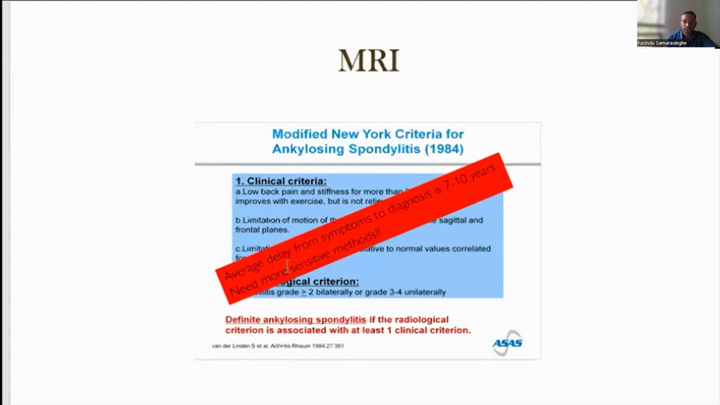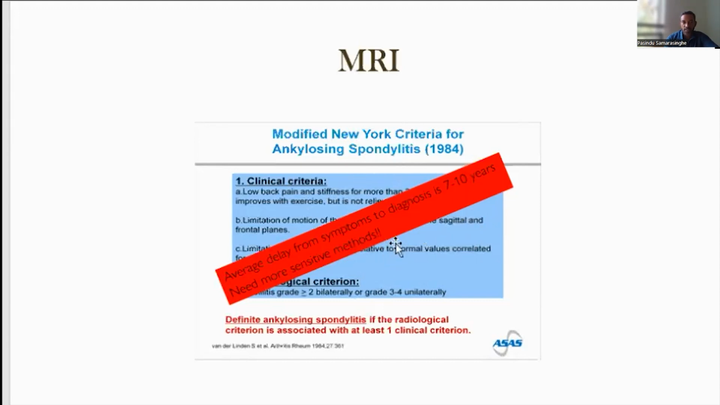So as I mentioned here, the delay in developing these X-ray features is about 7 to 10 years. So during this era, ankylosing spondylitis was diagnosed after X-ray. So patients presented after 7 to 10 years of disability and agony. So this caused a huge delay in diagnosis.